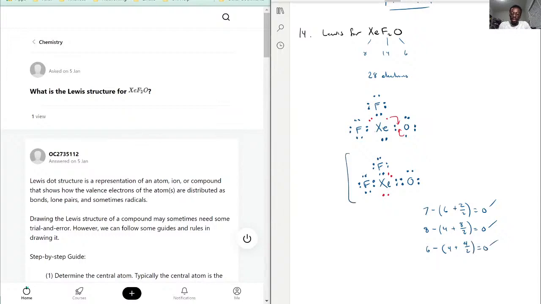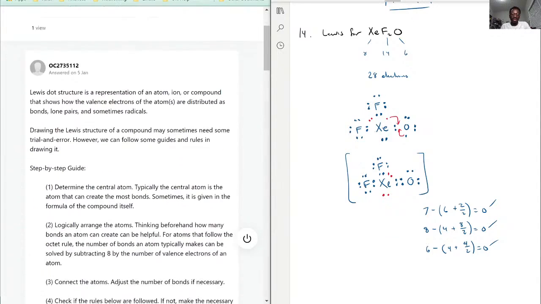So this is going to be the Lewis dot diagram, because we've shown that the formal charges are good. And let's count the number of electrons we have now. We have 8, 8, and then 8. So that's 8 times 3 is 24, plus 2 plus 2. That is indeed 28 electrons.